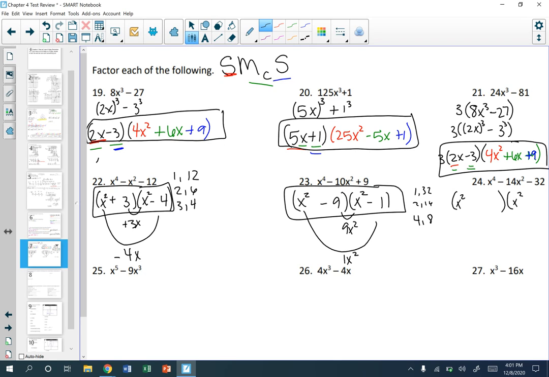Okay, so I would typically start with 4 and 8, but I know that there's no way 4 and 8 can add to get to 14. So I'm going to start with 2 and 16. Because I know if I have negative 16 and add 2, that gives me negative 14. And go ahead and check it using this method.